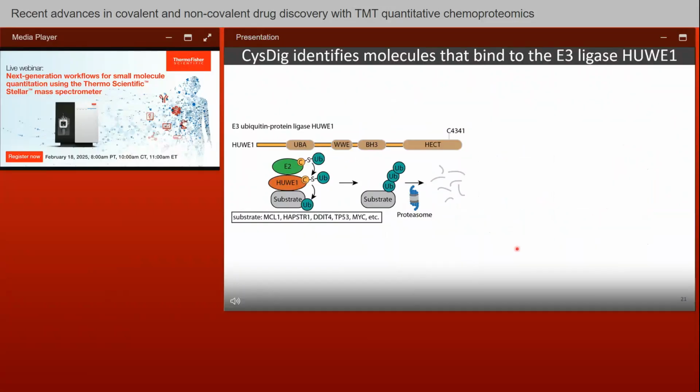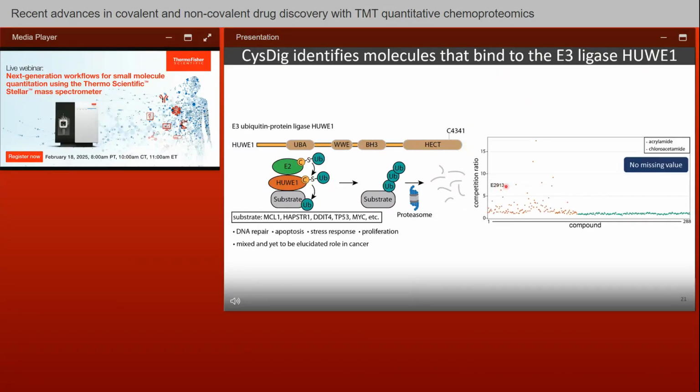So from this kind of screening, we identified a compound, E2913, that binds to cysteine 4341 on the E3 ubiquitin protein ligase HUWE1. HUWE1 is responsible for transferring ubiquitin from E2 to the substrate and induces degradation through the proteasome system. It has several known substrates and is involved in a wide variety of biological processes. We screened it and got no missing values, measured every single compound, and identified this one here that can engage probably 70% of the cysteine.